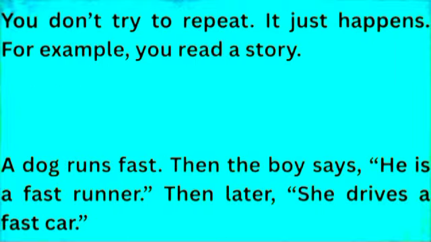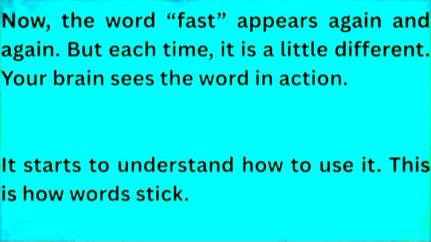But when you read, repetition becomes natural. You don't try to repeat. It just happens. For example, you read a story. A dog runs fast. Then the boy says, he is a fast runner. Then later, she drives a fast car. Now the word fast appears again and again, but each time it is a little different. Your brain sees the word in action. It starts to understand how to use it. This is how words stick.